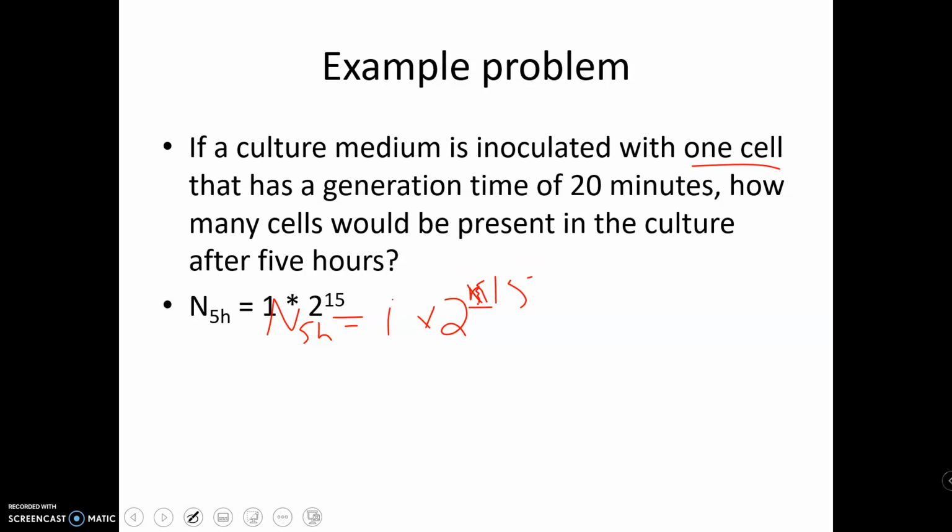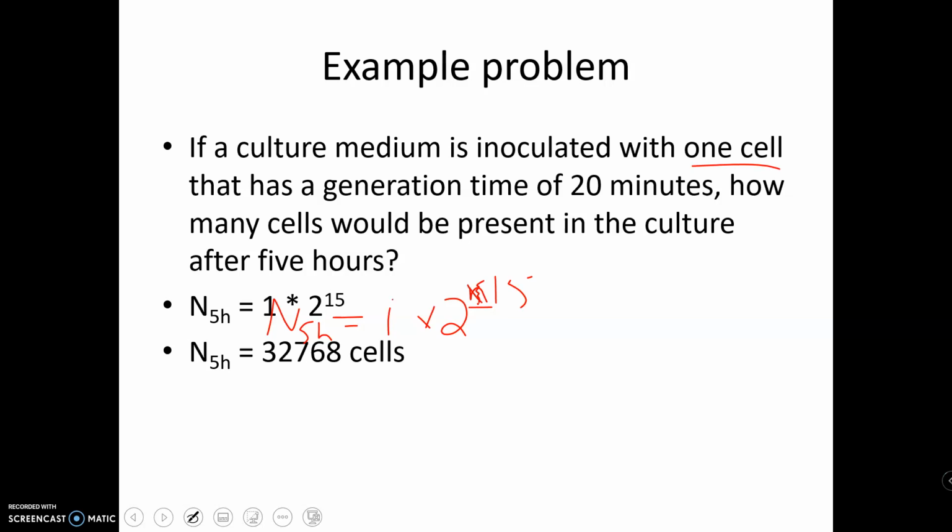Written nice and neatly, that's the same thing that I have just written out. From there, it becomes a matter of plugging that into your calculator. Every calculator is a little bit different here, but once you have it set to the scientific mode, you're going to do 2 to the 15th power and then equal, and then times, in this case, the 1, just to make sure you're practicing that you always have to include the original population that you started with, and then that's going to give you your final value. And so in this case, that's 32,768 cells.